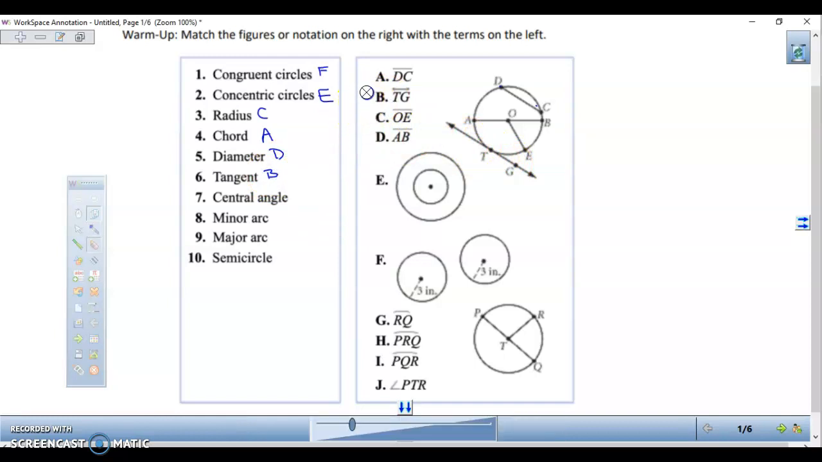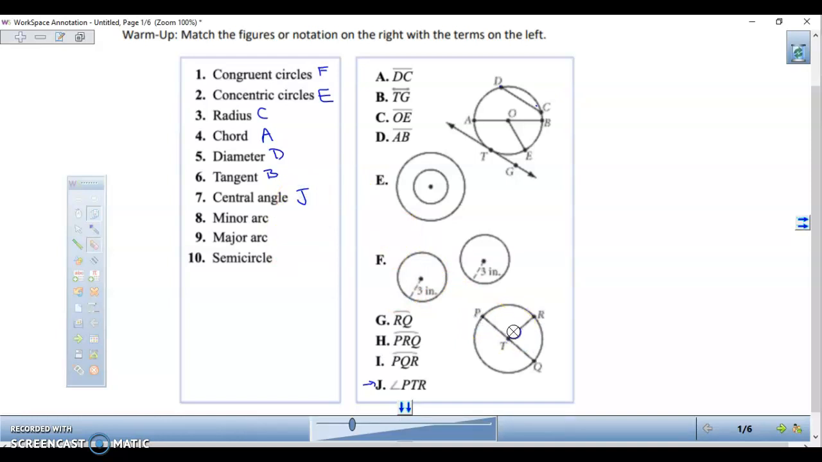Next, a central angle. Kind of the same thing we just talked about with tangent. There's only one option. If you look at all these different options, there's only one angle here. So that's obviously got to be the answer. But just to confirm, a central angle is an angle whose vertex is on the center of a circle. And check it out. Angle PTR is a central angle. So that J would be the answer.